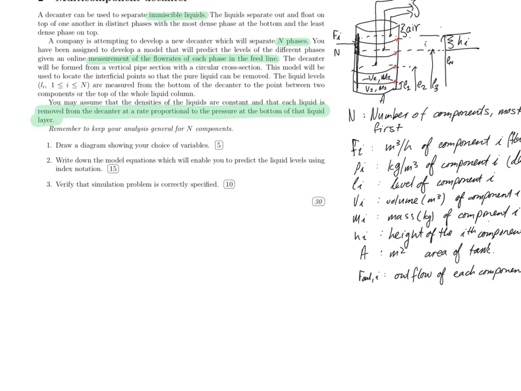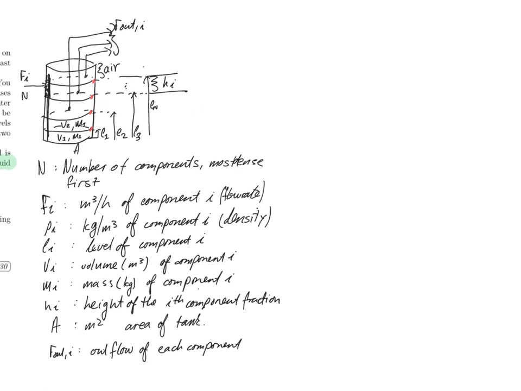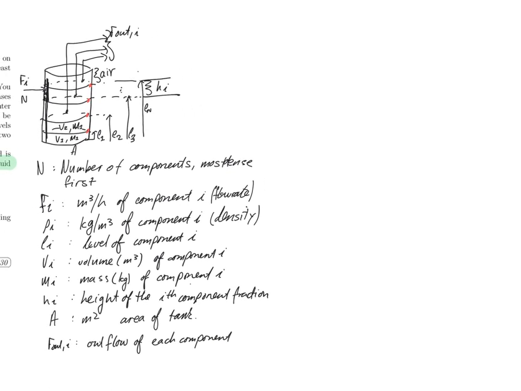Okay, so let's start writing down equations. So I think we're basically done with this. And now we're going to start writing down the model equations over here. Okay, and we're going to check that this is correctly specified. So let's move this over here. We're going to do our standard modeling thing, and let's just keep the diagram in play over here. And so, okay, let's start.